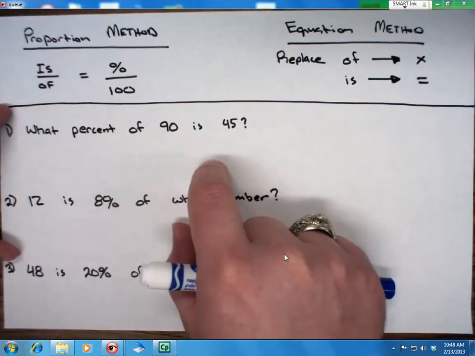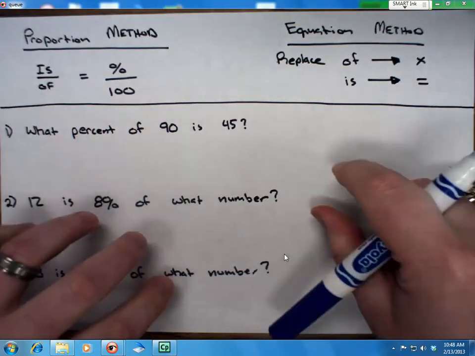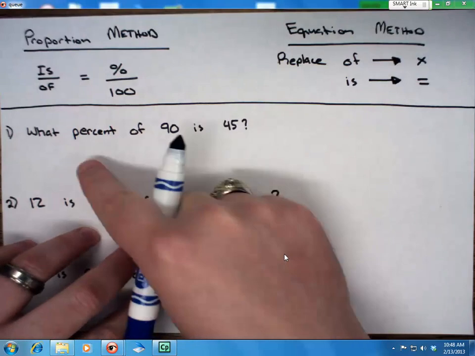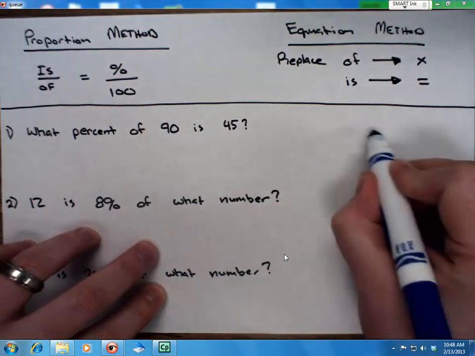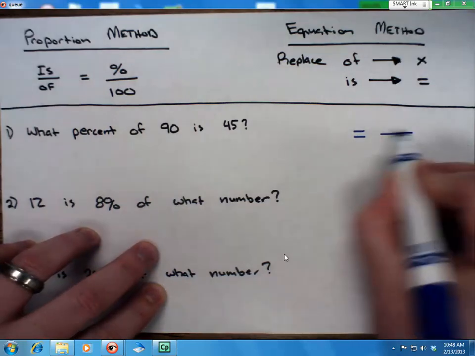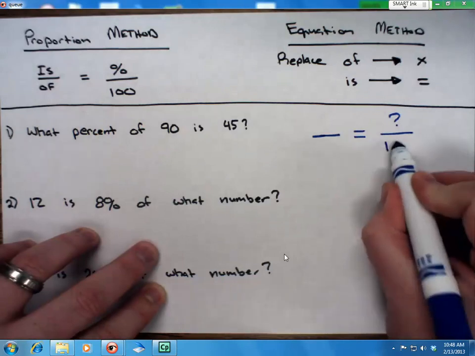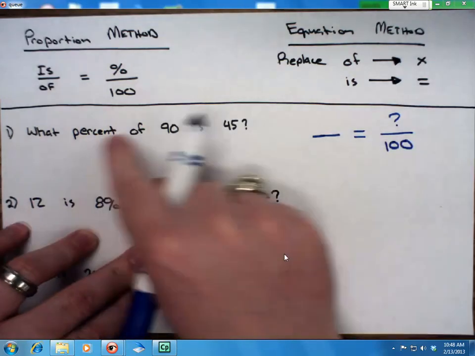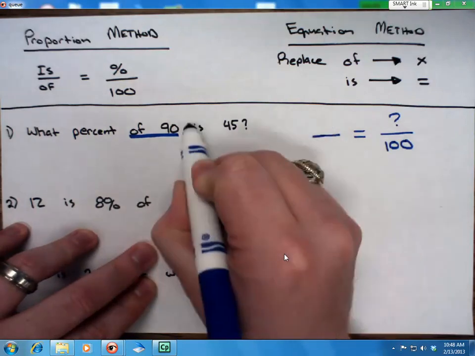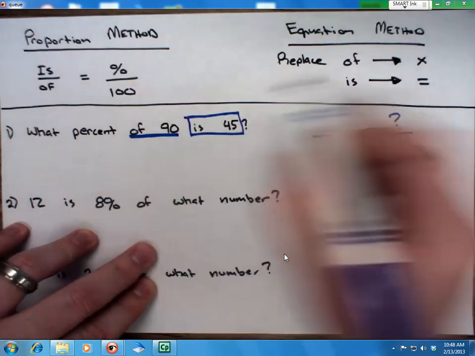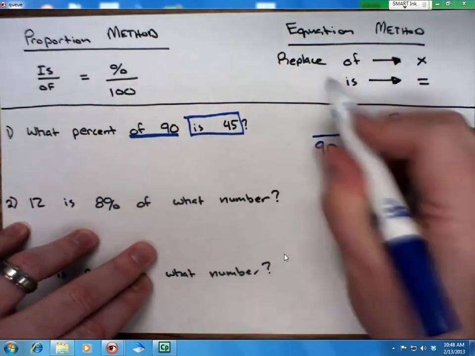the proportion method. First of all, let's identify what we're missing. Well, we're missing the percent, right? We don't know what that is. That's what the question is asking us. So in our proportion over here, that's where our question mark is going to be. And obviously it's going to be over 100. Now it says what percent of 90 is 45? So my of is 90. My is 45.